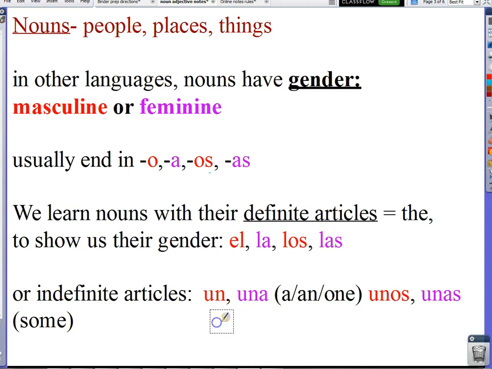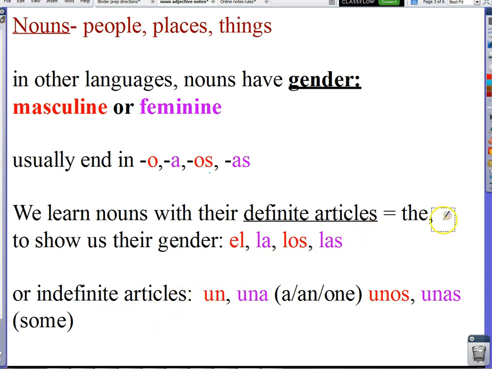So to sum up this page, nouns in other languages have gender. In Spanish, if they end in o or os, they're masculine. If they end in a or as, they're usually feminine. And to make sure we know their gender, we always learn them with their definite articles. El, la, los, and las all mean the. El and los are masculine, la and las are feminine. Or we might learn them with our indefinite articles, which mean a, an, one, or some. Un and unos are masculine, una and unas are feminine. Yes, you learned this in Spanish 1, but you should definitely know it for Spanish 2.